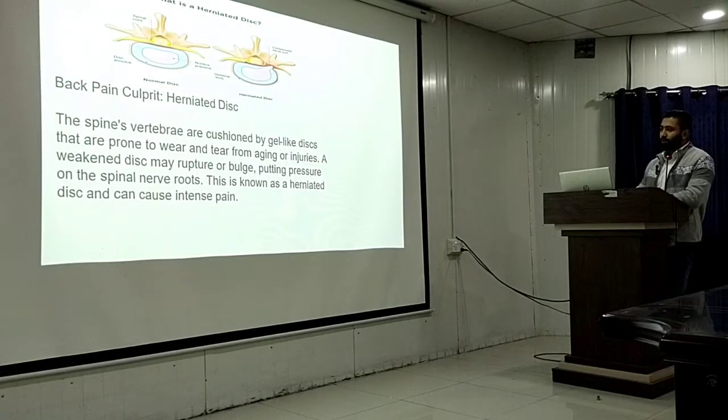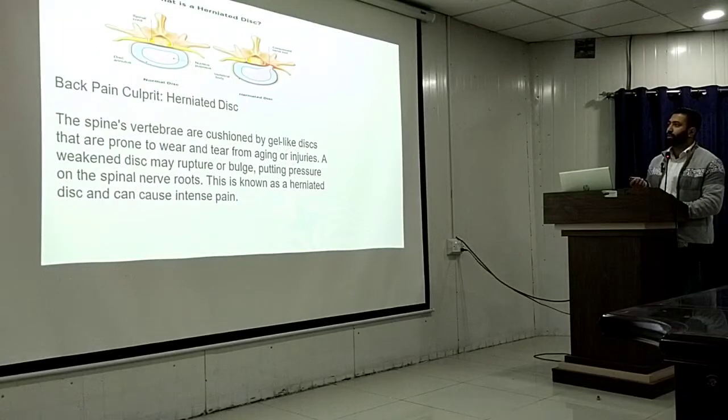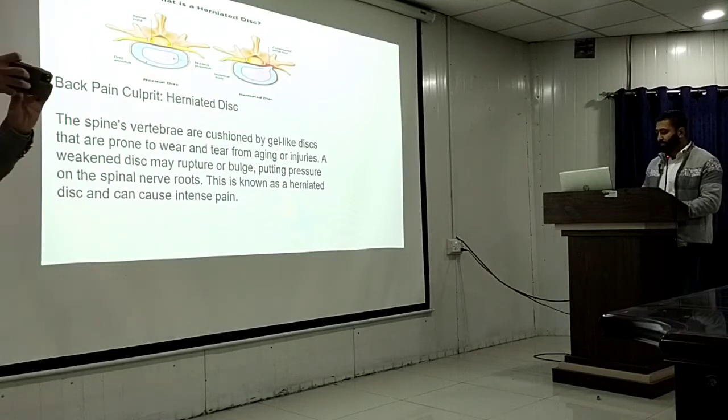Herniated disc, the most common problem. The spine's vertebrae are cushioned by gel-like discs, as I have mentioned previously. They are prone to wear and tear from aging or injuries. A weakened disc may rupture or bulge, putting pressure on the spinal nerve roots. In the intervertebral foramen, where the nerves are exiting, the discs herniate into that foramen and put pressure on the nerves. This is known as a herniated disc and can cause intense pain.